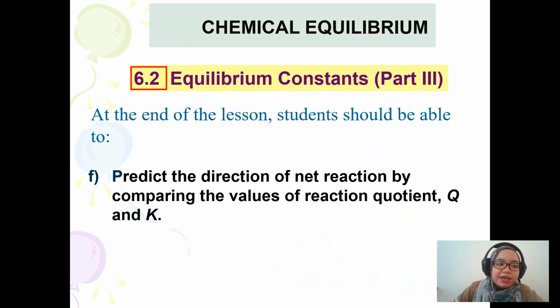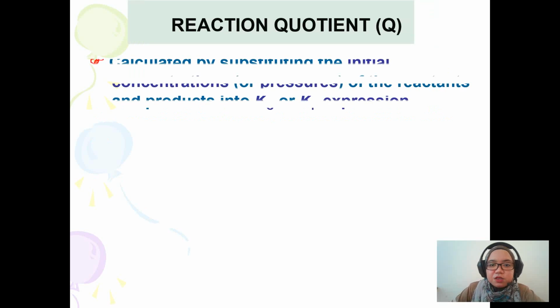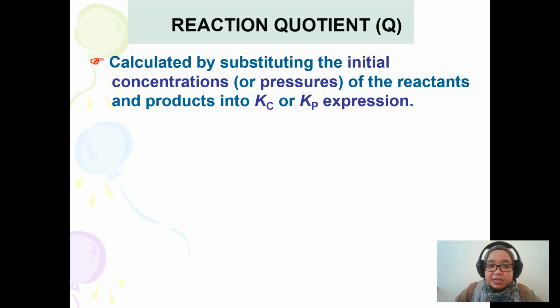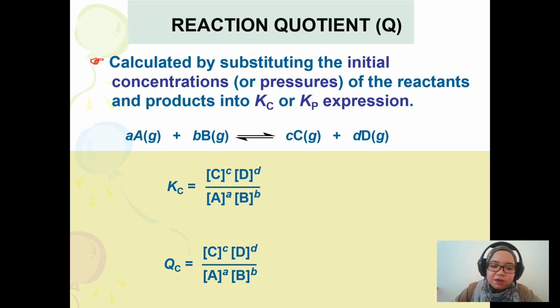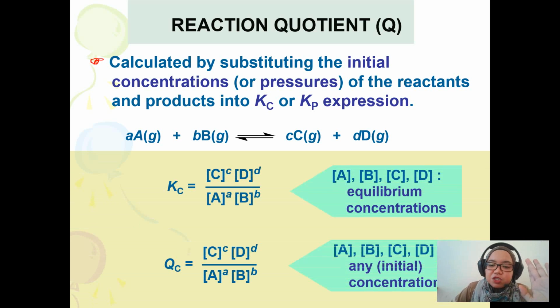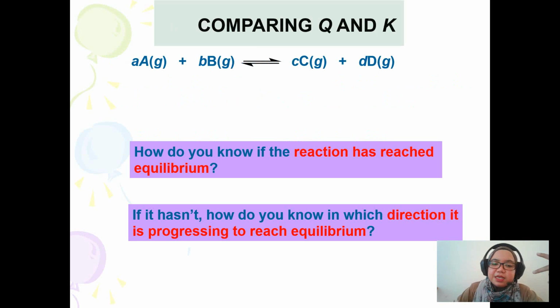Okay. Now we are going to look at part 3, which is to predict the direction of the net reaction by comparing the values of reaction quotient Q and equilibrium constant K. So what is reaction quotient? Reaction quotient is calculated by substituting the initial concentration or pressure of the reactants and products into Kc and Kp. For Kc and Kp, we use the concentration and pressure at equilibrium. For reaction quotient, we usually use the initial concentration or pressure. So for example, we have Kc like this. For Qc, the Kc and Qc expressions are the same. Okay? The only difference is Kc is at equilibrium, Qc is at any time, or usually at initial concentration. Okay. So now when we compare Q and K.